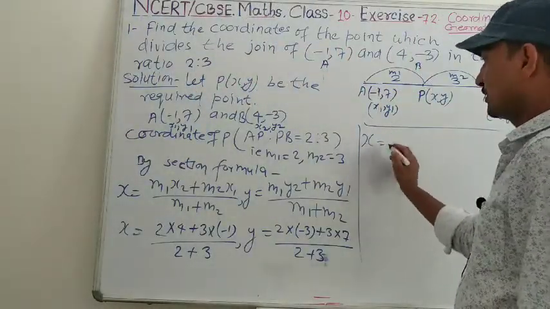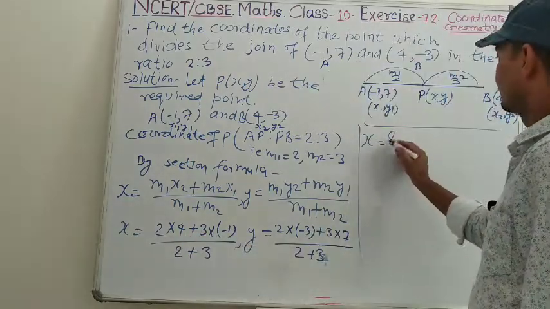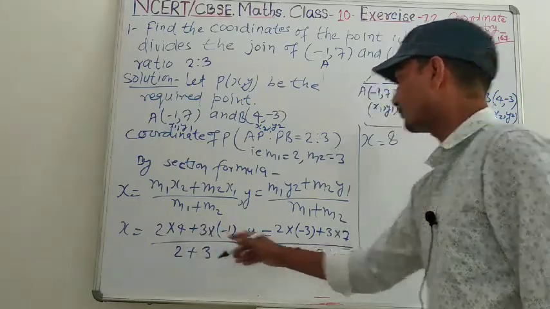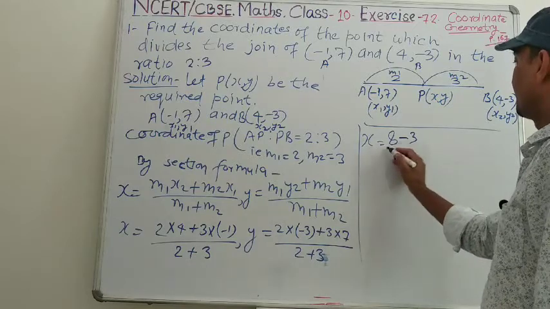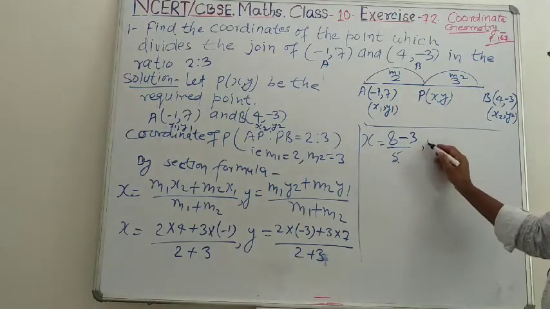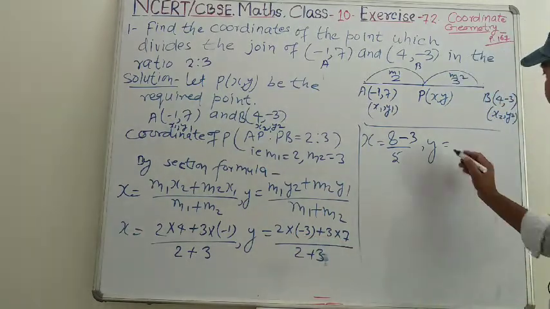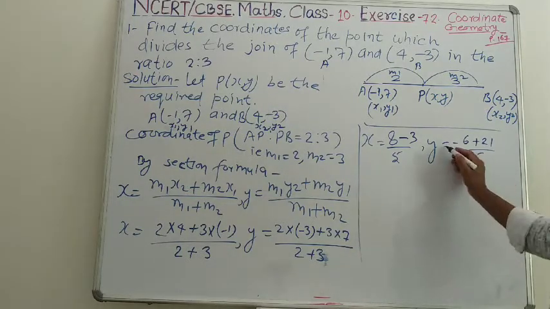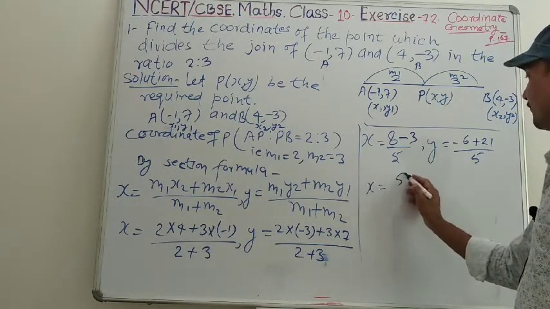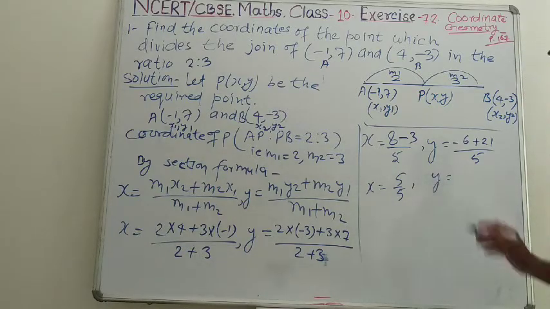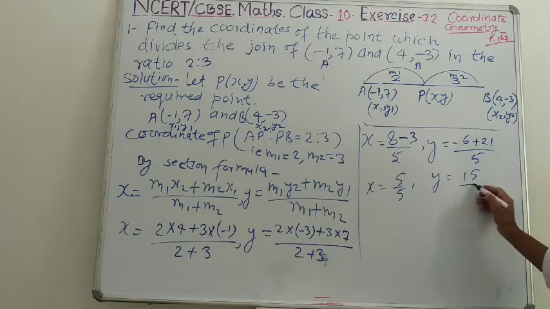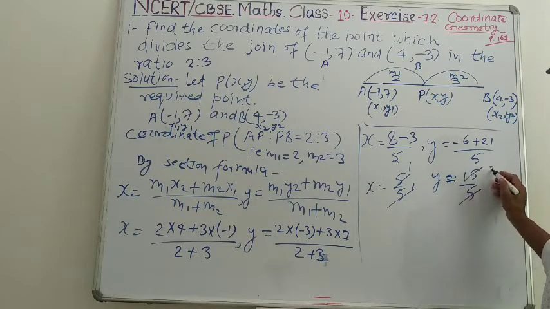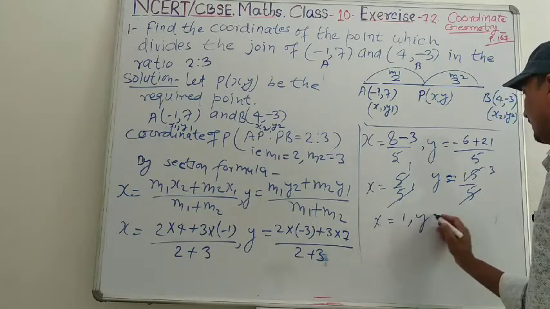Now x equal to 2 times 4 is 8 and this plus into minus. Before multiplying these digits we multiply the signs first, plus into minus, 3 times 1 is 3, by 2 plus 3, 5. And y equal to 2 times 3 is 6, minus 6, plus 3 times 7, 21, by 2 plus 3, 5. Now x equal to 8 minus 3, 5, by 5 and y equal to 21 minus 6, 15, by 5. So 5 times 1 is 5, 5 times 3 is 15. x equals 1 and y equals 3.